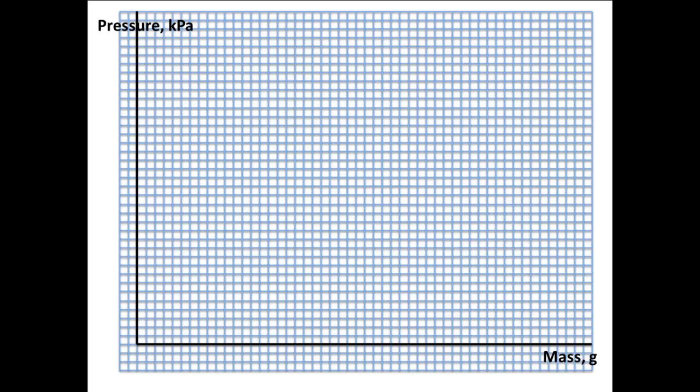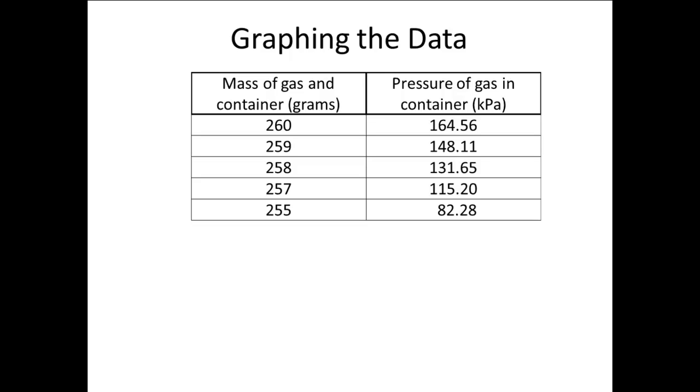While this doesn't use the whole graph, it uses most of it and is a convenient scale. So the horizontal axis will have a scale where each 7 boxes measures 1 gram, and which has the numbering starting with 254 grams and going through 261. And the vertical axis has a scale with each box measuring 3 kilopascals and the numbering starting at 80 kilopascals and going through 170. Now we can graph our data.